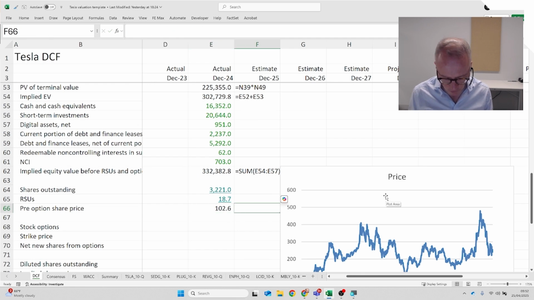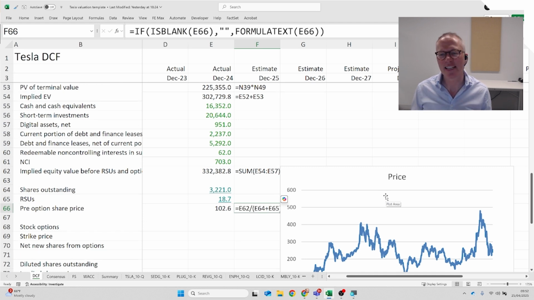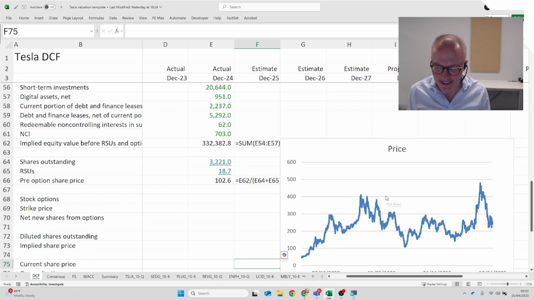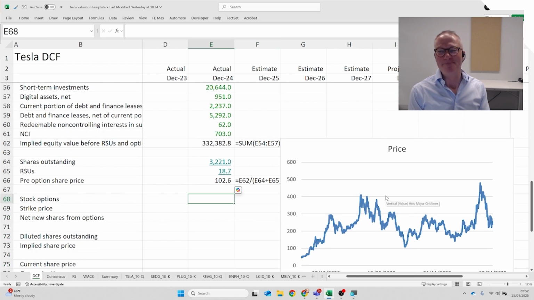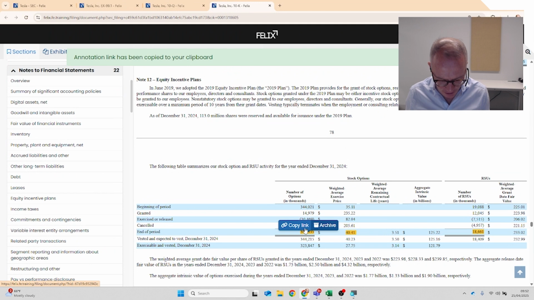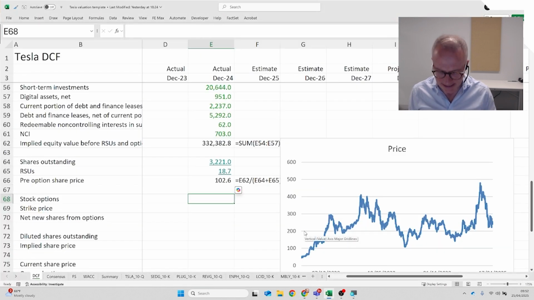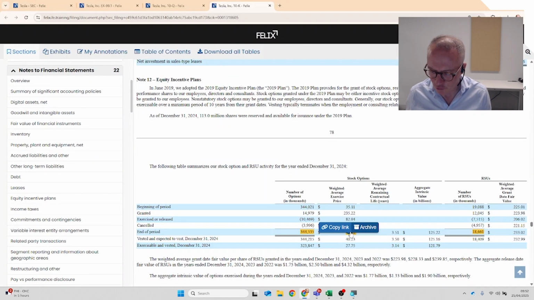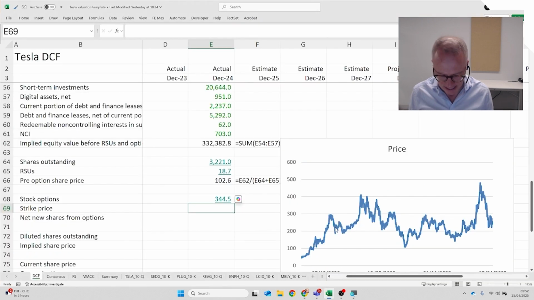So RSUs just stand for restricted stock units. So they're just like straight share awards, usually time-based. But they do have some options, and these options are largely Mr. Musk's options. So I'm going to go again to that 10K filing, and I've got this huge option number, and that again is in thousands. So I'm going to divide that by 1,000 to make it into millions. And then I've got a strike price of 40.41, and I'm going to put that in.